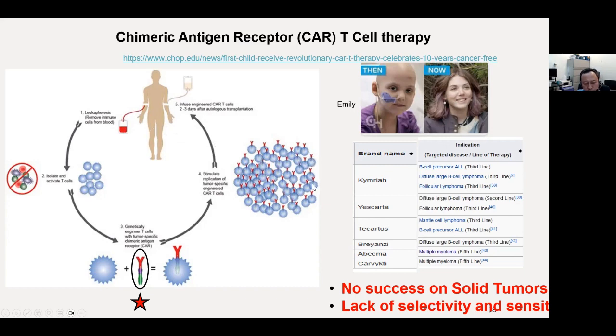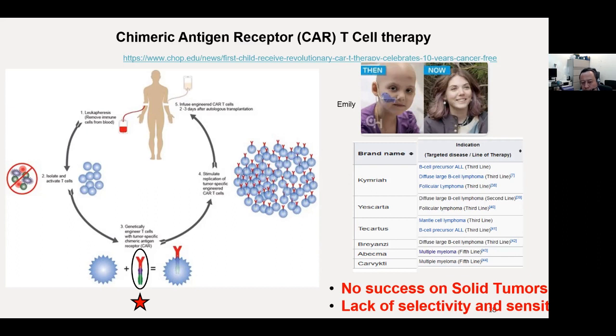So this T cell can be grown in large quantity outside the body and then injected back to the patient. And this leads to a cure in cancer treatment. This is Emily. Ten years ago, she was diagnosed with leukemia. Well, you know, partly it's a death sentence.